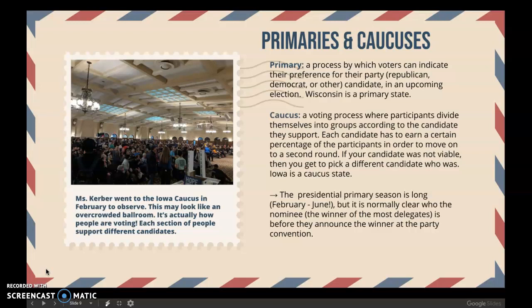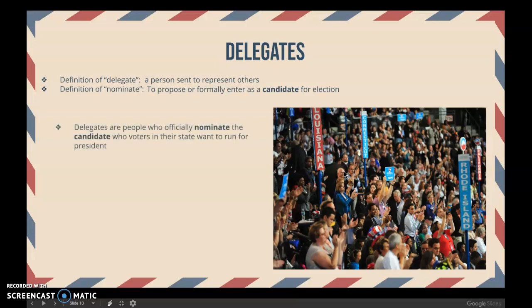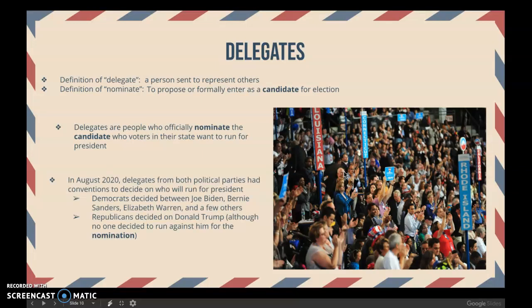And then there is a nominating convention. At that nominating convention, delegates nominate their candidate. A delegate is a person sent to represent the states. You can see in this picture, there are people sent to represent Rhode Island and Louisiana and Connecticut. And they nominate, or formally choose, the person that they want to represent their party. So these are nominating conventions. The delegates are the people who officially nominate the candidate who voters in their state want to run for president. In August of 2020, delegates from both political parties had conventions.